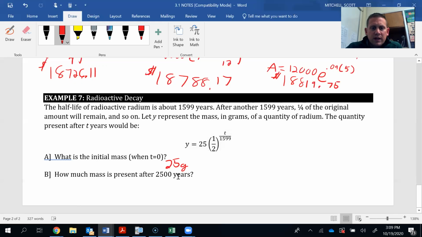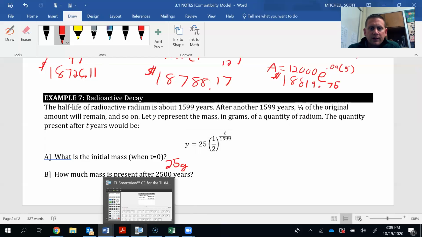So how much is present after 2,500 years? So it should be half of 25, right? Because at 1599 years, it'll be half of 25. It'll be 12.5. So it's going to be less than that, but it's not going to get cut in half twice. So it should be somewhere between 12.5 and 6.25 grams, somewhere I would think.